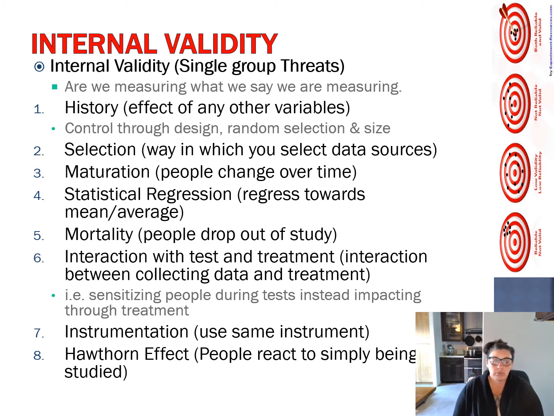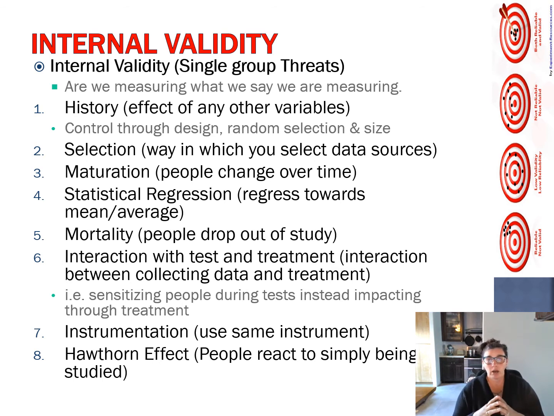The next one, number 4, is statistical regression. So people regress towards the mean or the average. What does that mean? Well, that means that when you get a large enough sample, most people would be part of that bell-shaped curve, right? We all tend to actually go more towards the center as we age or as time passes.